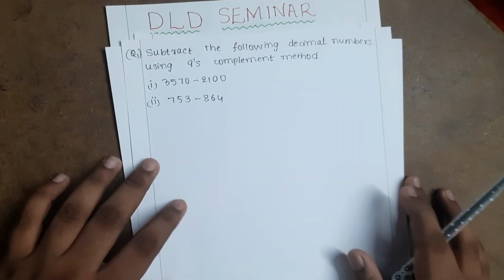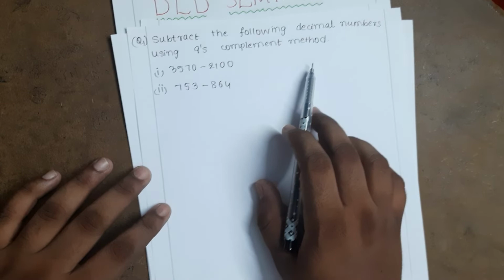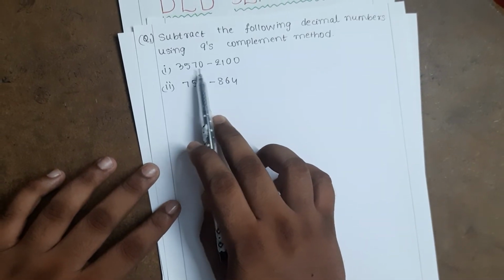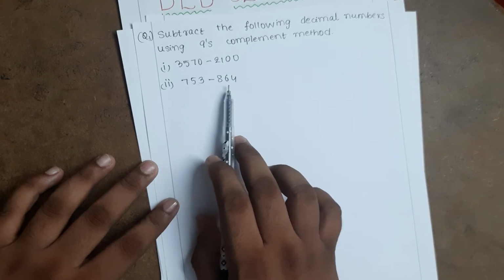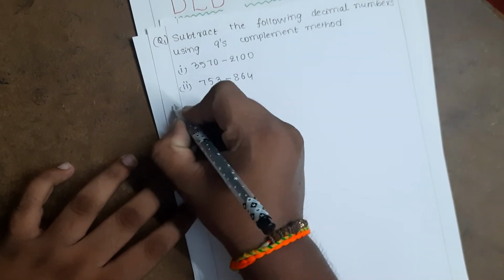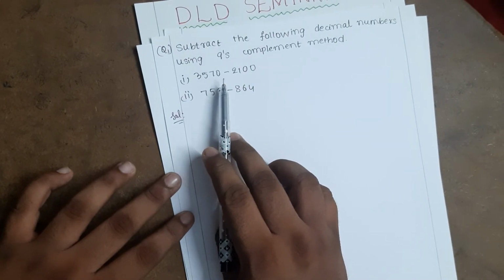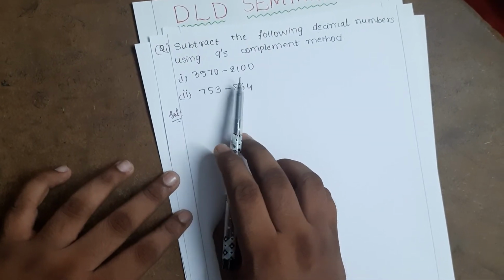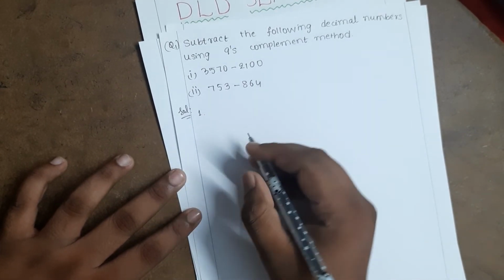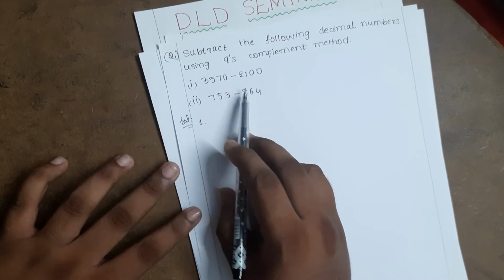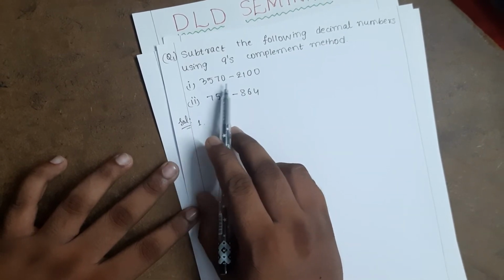The given question is, subtract the following decimal numbers using the 9's complement method. The first one is 3570 minus 2100, the second one is 753 minus 864. The basic point is that the number of digits in each number is equal, 4 and 4, 3 and 3. Now the first step. In this, the subtrahend is 2100 and the minuend is 3570.